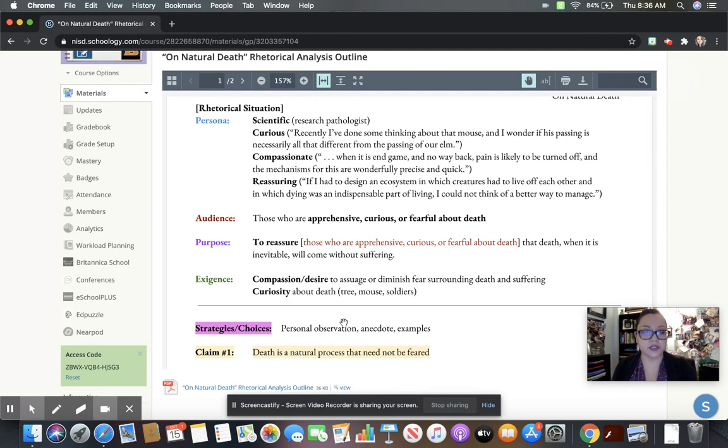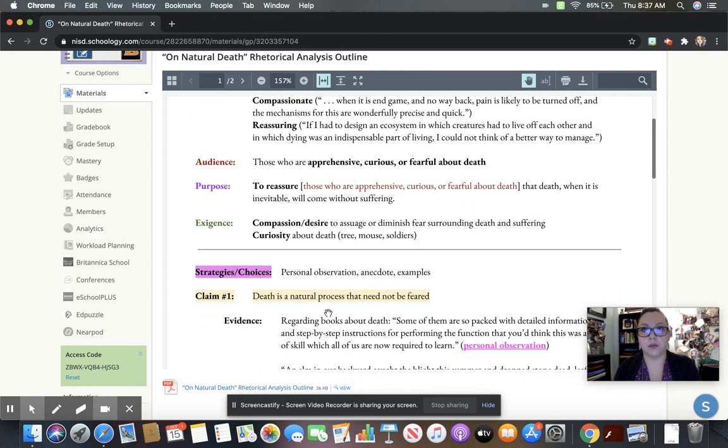And then the exigence, of course, the curiosity about death, right, with the example of the tree and the mouse and the soldiers. But then also the desire to assuage or diminish the fear surrounding death and suffering, right? He's curious as to why we think we should be cautious of it and why we associate death with pain. But that is the biggest issue, right, is the unknown. And so he tries to do his best to reassure us that death and suffering are not synonymous with each other, and that natural death means that all of those things will subside, right? Our pain receptors will turn off when it's the end game.